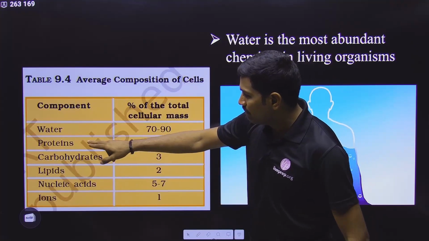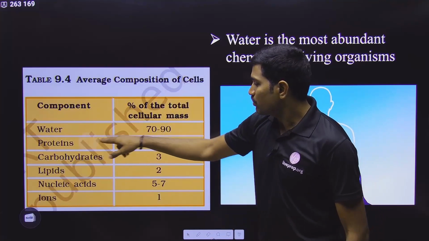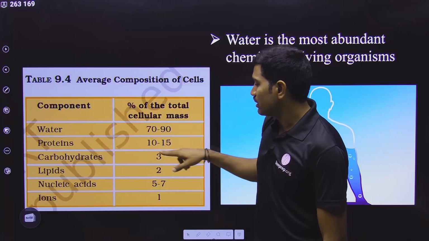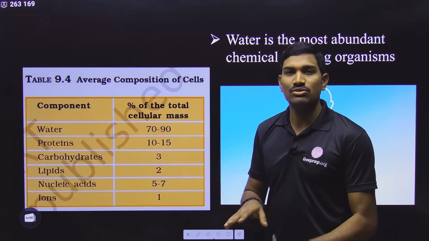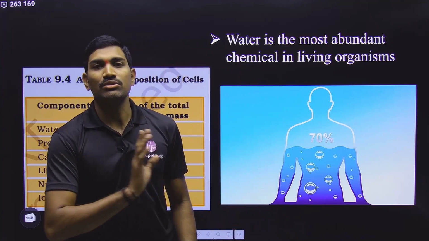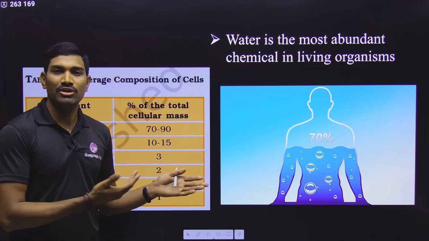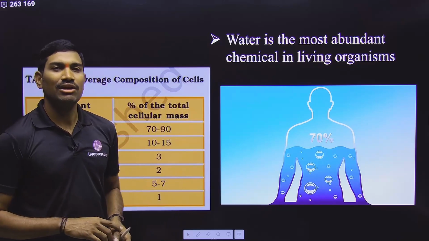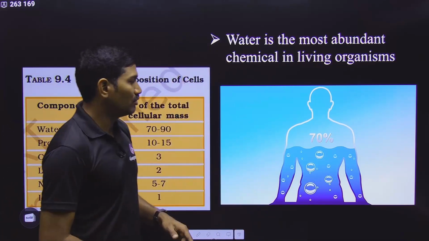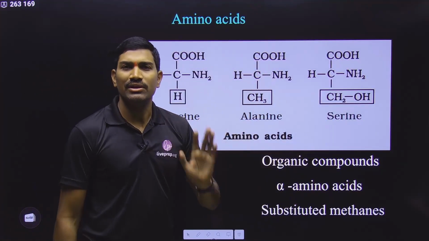Clear? Now, out of these four, they may ask you to arrange them based on percentage. Proteins 10 to 15%, nucleic acids 5 to 7%, carbohydrates 3%, lipids 2%. They may ask in ascending order or in descending order, so you need to remember them in one particular order. And these values also you need to remember because they are given directly in NCERT. They may ask these values in the examination. So please be careful. Don't ignore anything. Any information given in NCERT is important for the examination.